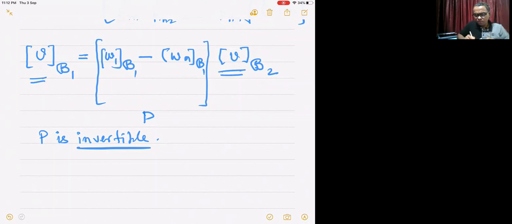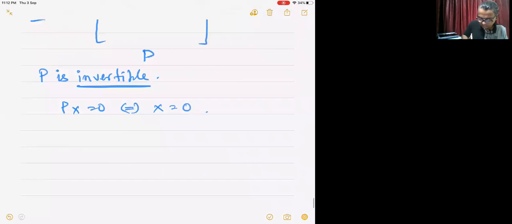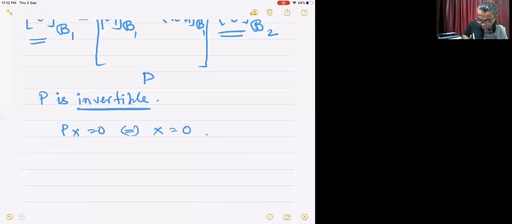No, because it's the same vector, right? It's the same 0 vector. The 0 vector under any basis should give us a 0 representation, the coordinates to be 0. So I know that Px is equal to 0 if and only if x is equal to 0. And we have already seen that this implies P is invertible.